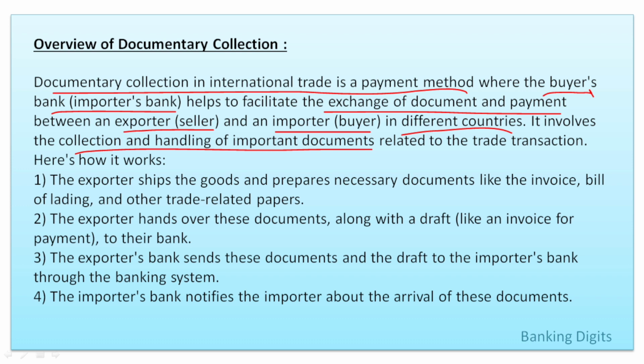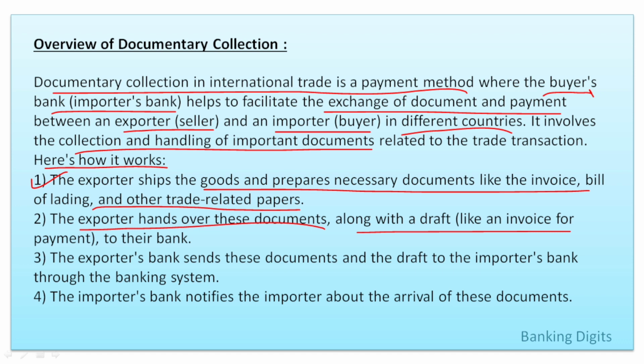Now, just check below step-by-step process of a documentary collection. Please note, we will discuss this process in detail in the chapter process of documentary collection. Here I am just telling you only summarized points just to understand. First, the exporter ships the goods and prepares necessary documents like invoice, bill of lading and other trade related papers. Then exporter hands over these documents along with the draft, like an invoice for payment, to their bank.